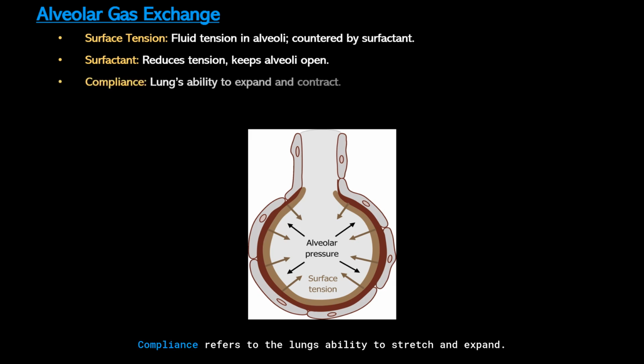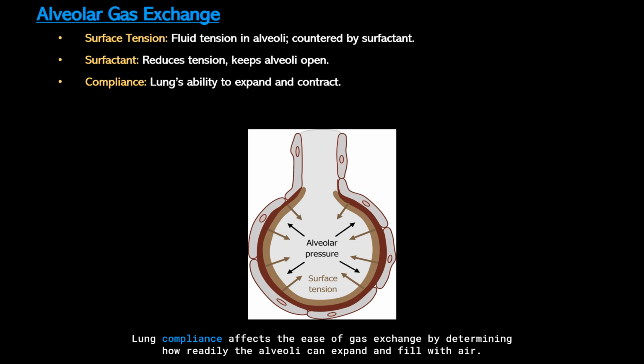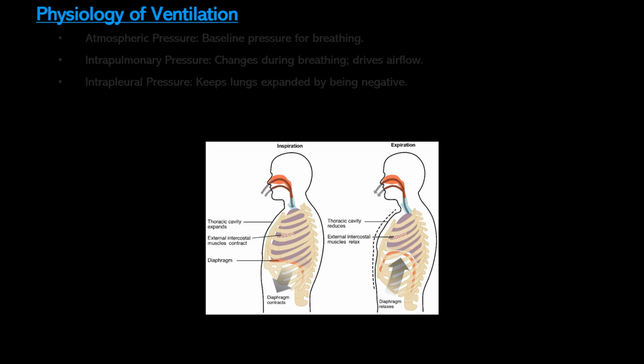Compliance refers to the lung's ability to stretch and expand. High compliance makes it easier for the lungs to inflate, while low compliance, found in conditions like pulmonary fibrosis, increases the work of breathing. Lung compliance affects the ease of gas exchange by determining how readily the alveoli can expand and fill with air.